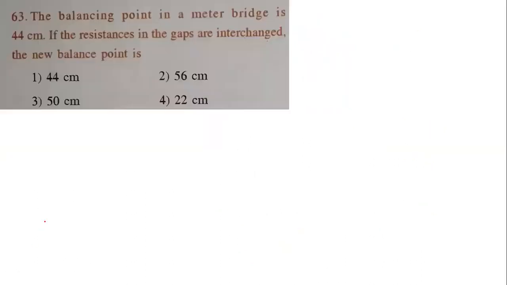Question number 63. The balancing point in a meter bridge is 44 centimeter. Initially it was given. Now it is the concept of meter bridge. If the resistances in the gaps are interchanged, so we're going to interchange. Initially there was a left gap and a right gap. We replace these two, means we interchange these two. Right will come to left and left will come to right.